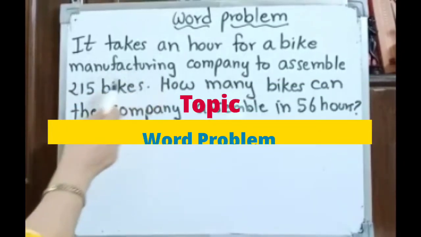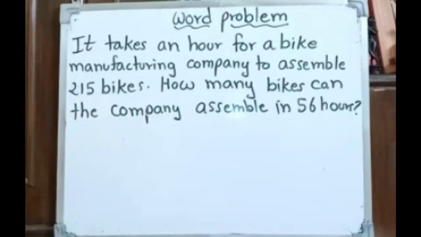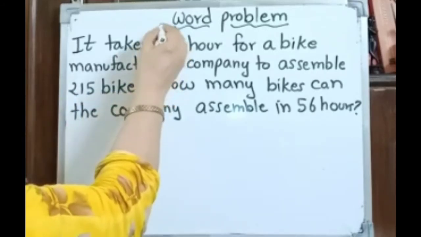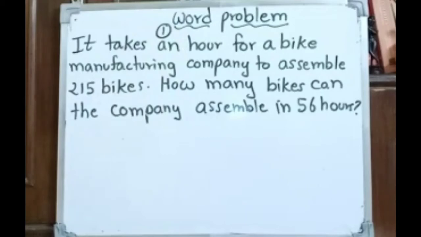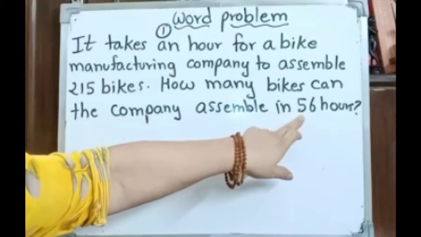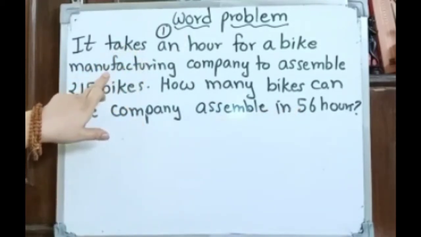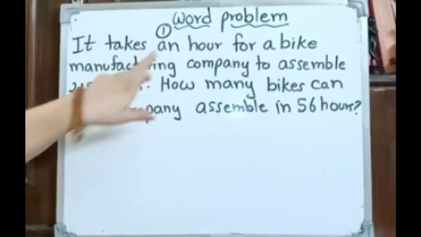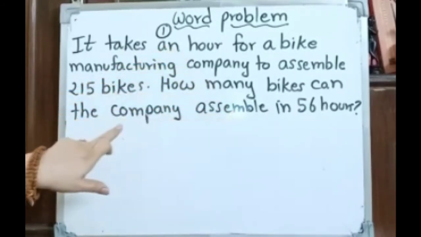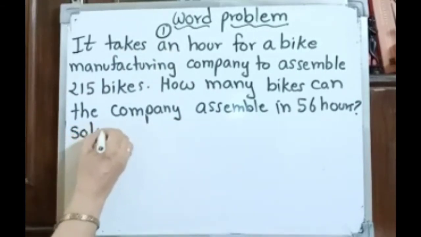It takes an hour for a bike manufacturing company to assemble 215 bikes. How many bikes can the company assemble in 56 hours? An hour means 1 hour. So whenever they are telling about 1 and demanding about more, that is multiplication. So here the bike manufacturing company assembles 215 bikes in 1 hour. So they are asking how many bikes are assembled in 56 hours. So the solution is like that.